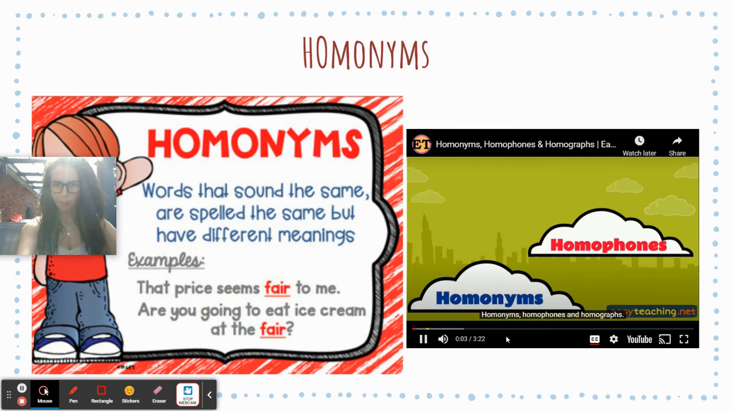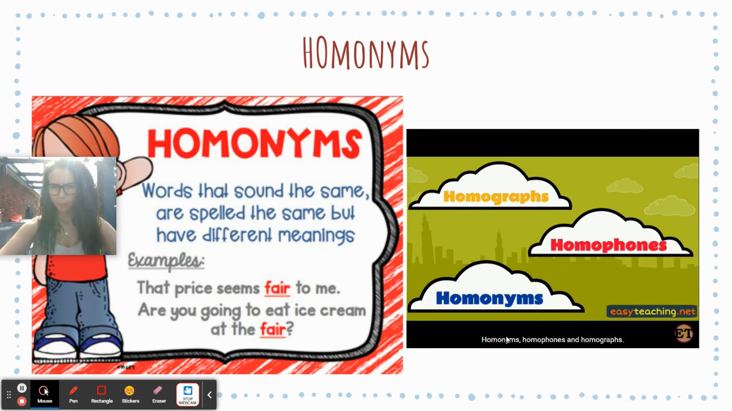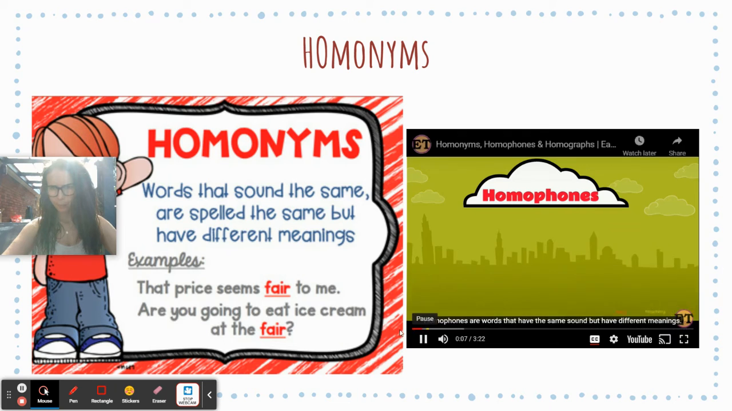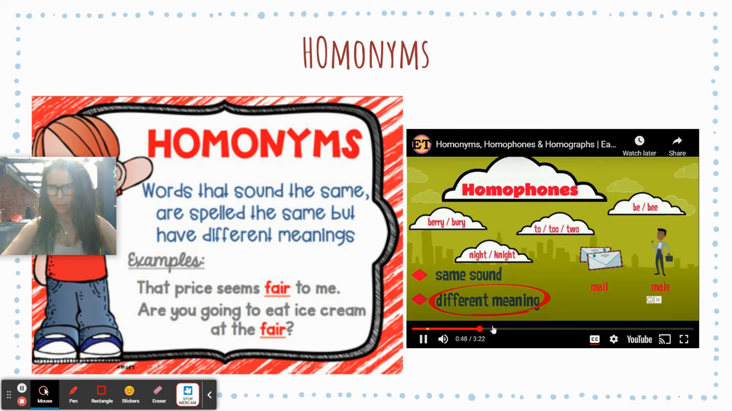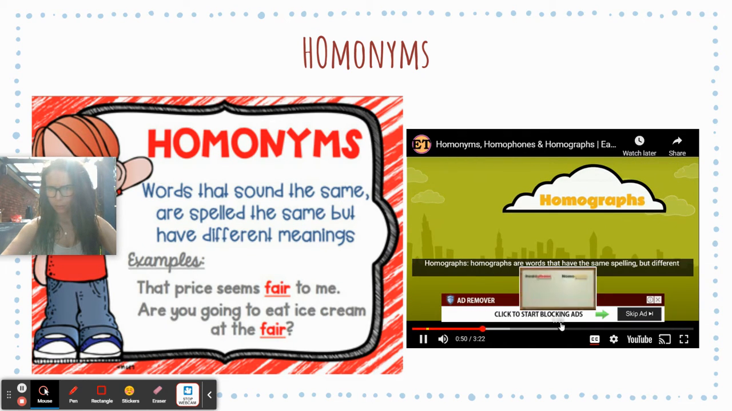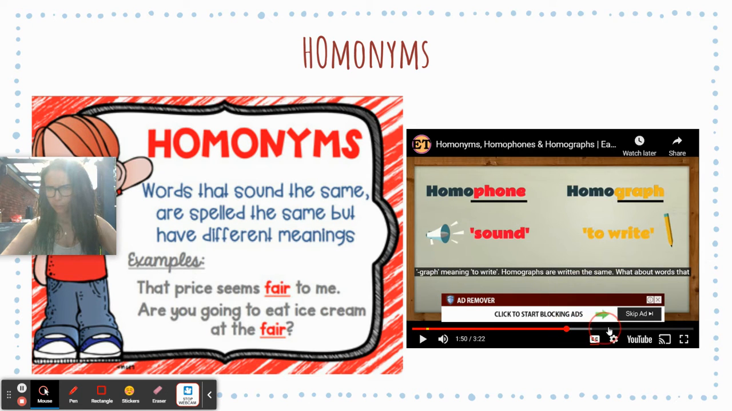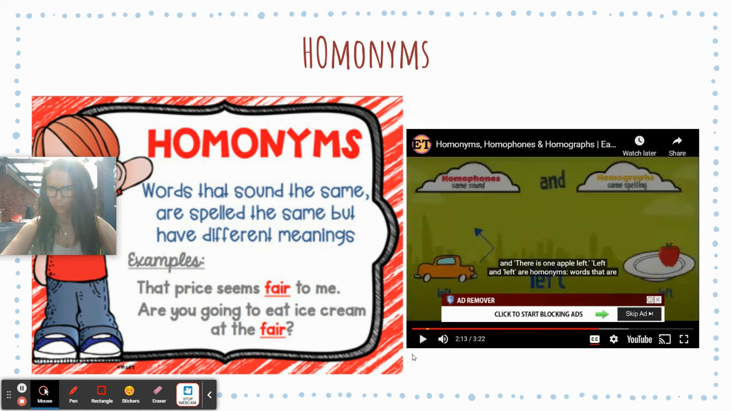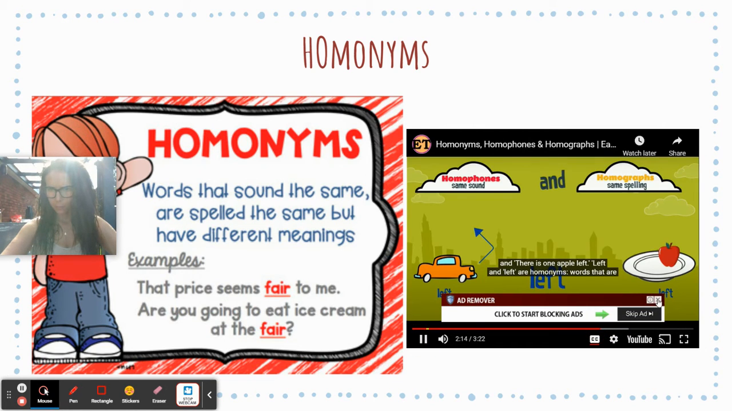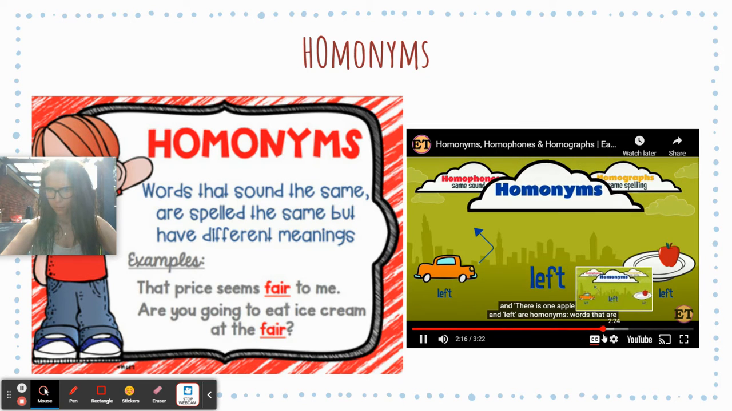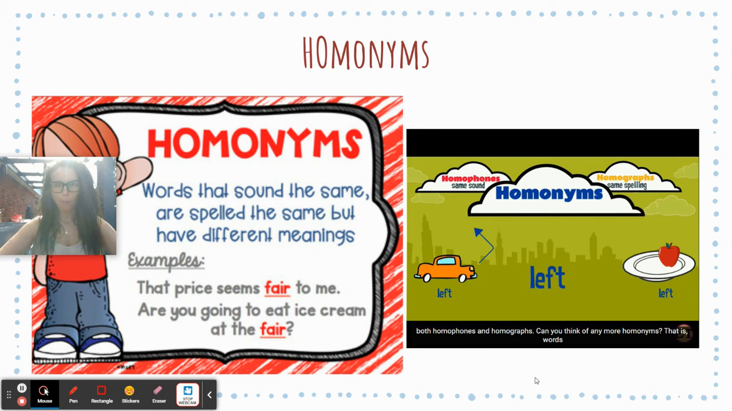Homonyms, homophones, and homographs. Homophones are words that have the same. I'm just going to bring it to Homographs. Homographs are words that have. Homograph. This is where we want. Left and left are homonyms, words that are both homophones and homographs. Can you think of any more homonyms?